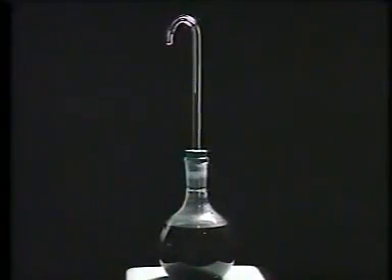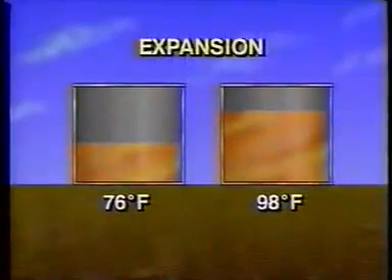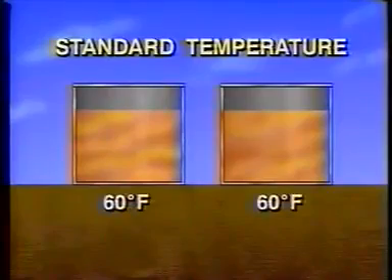The liquid at room temperature is at an even level in the flask and in the glass tube. But as heat is added and the temperature increases, the fluid level rises in the glass tube. This demonstrates the expansion of a liquid. When we store liquids in tanks, the same thing happens. The level of a liquid can be misleading because of expansion. Because of this, standard temperature has been established for measuring the volume of fluids. This temperature is 60 degrees Fahrenheit.